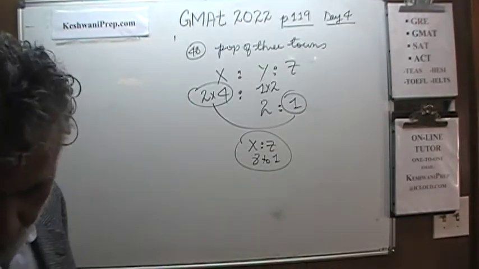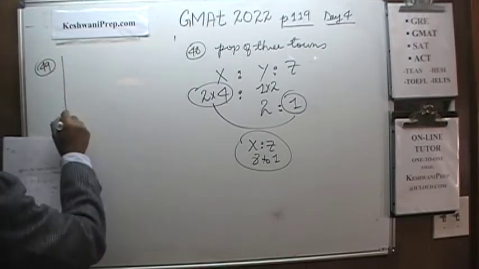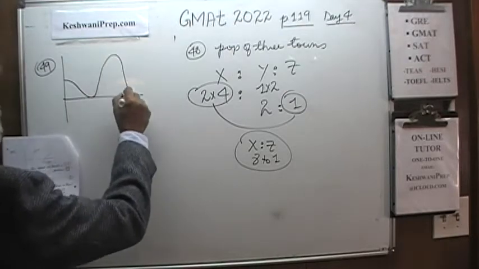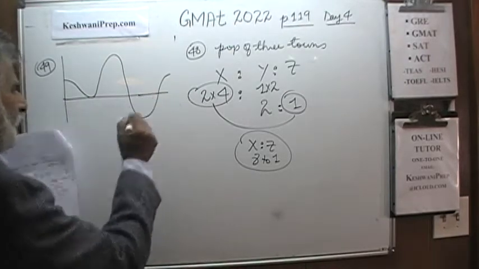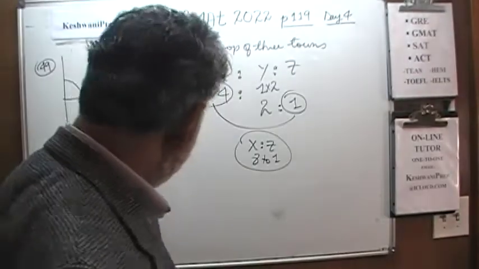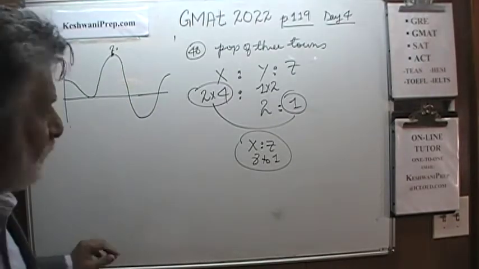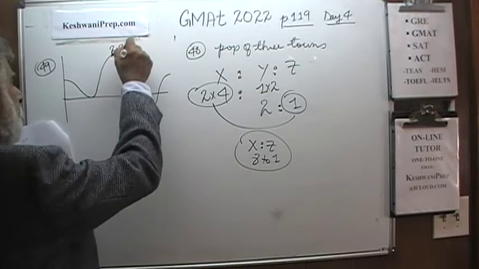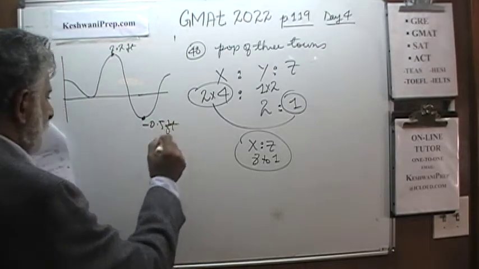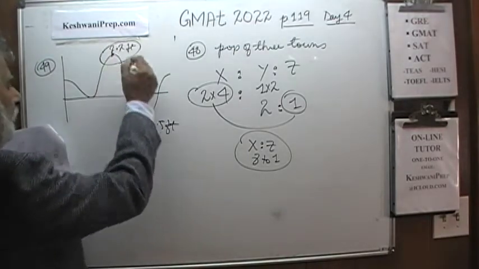Number 49 is another straightforward question. We are given a graph here that looks something like this, which measures the tidal wave, the length of the tidal wave. This is the high tide, which is 2.2 feet, and this is negative 0.5 feet. And the question simply is, what's the difference between the highest and the lowest?